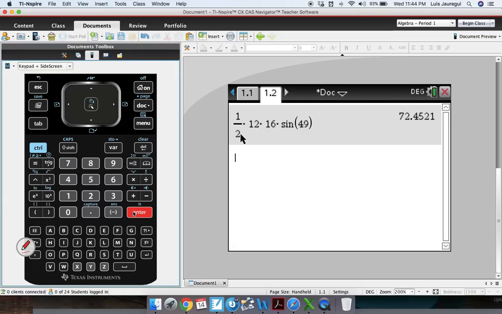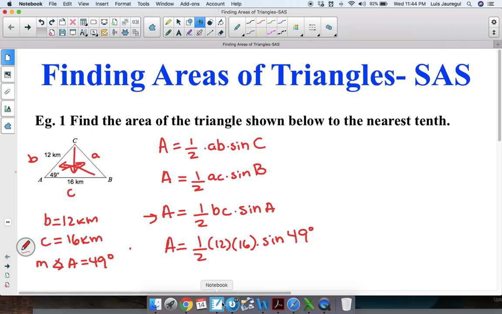72.4521. However, since we're being asked to round to the nearest tenth, we take a look at the digit in that position, which is 4, and immediately right of it we have 5, so we're going to round up to 72.5. And notice, very important here is the mode, so I'm in degree mode here. So my approximate area is about 72.5, and in this case we can say that that is in kilometers squared. So area is approximately 72.5 kilometers squared.